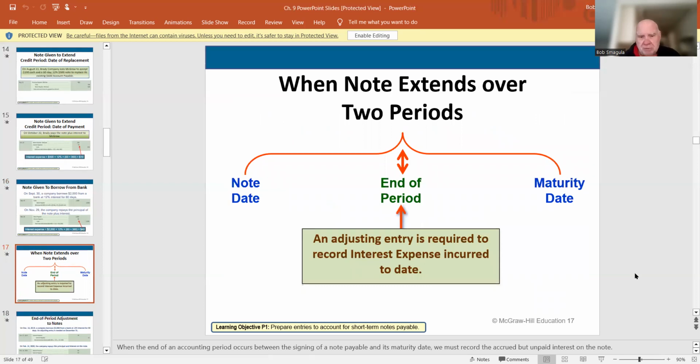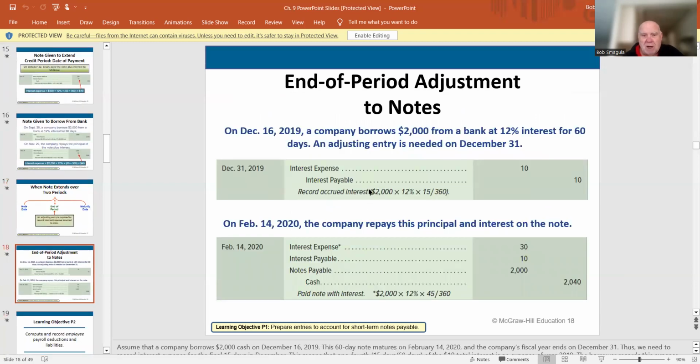When a note extends over 2 periods. Now, what we're getting into here is the need to accrue interest expense. When the note extends over a couple of periods, an adjusting journal entry is required to record interest expense incurred to date. So let's take a look at this. A company borrows $2,000 from a bank at 12% interest for 60 days. An adjusting entry is needed on December 31st.